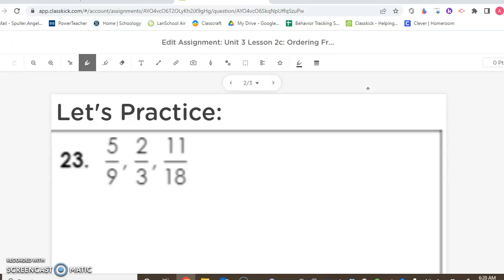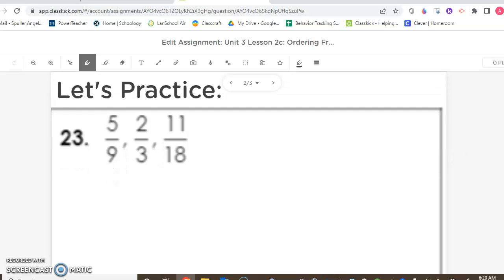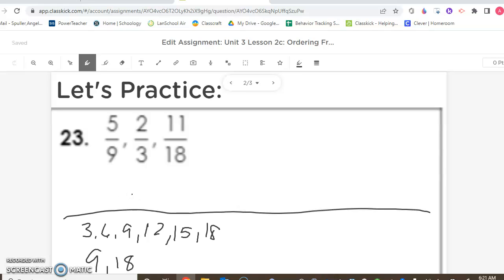All right, let's practice. Let's do this again. So first and foremost, remember, I found a common denominator, or multiple, I mean. Okay, so 3, 6, oh, there's 2 9's. 18 won't work with that. 12, 15, 18. All right, let's do 9. 9, 18. So 18 is my common denominator. So let's change. I'm going to draw a line so I don't run into it.